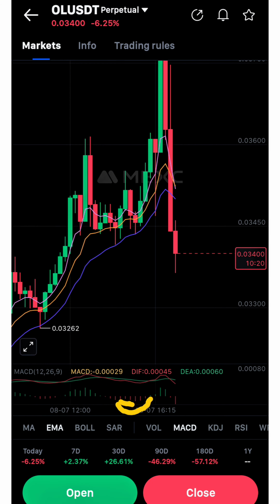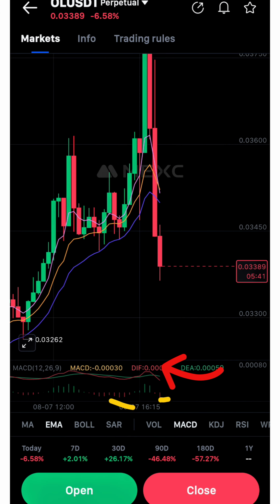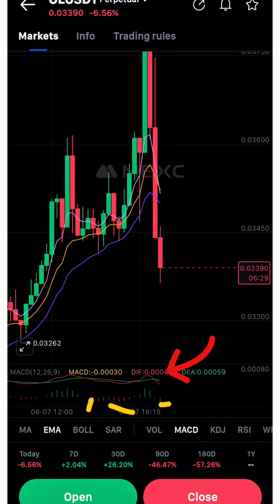When the bears or the sellers are in control of the market and this histogram starts printing a light red, what this actually means is that the bearish trend will start to lose strength, the sellers will start to lose strength in the market, and the bulls, or you can call them the buyers, will start to gain momentum. Once you see the MACD line cross the signal line and a green histogram trying to form here, this means that the bulls, or the buyers, are going to gain momentum in the market.